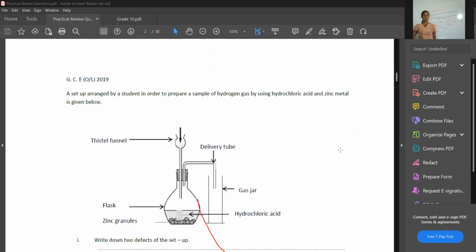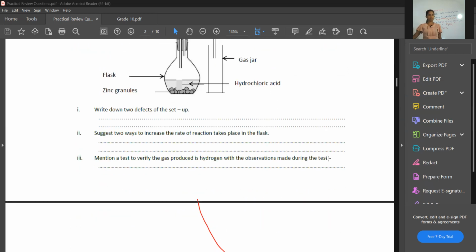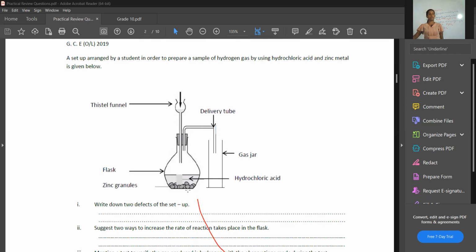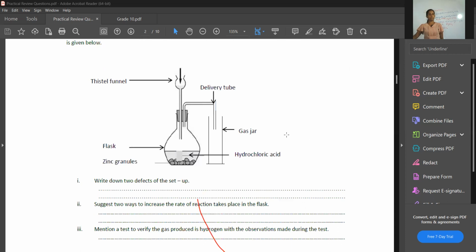Now look at this one. This is a question from the 2019 paper, right? There are some other questions also here. Now, a sample of hydrogen gas is prepared by using hydrochloric acid and zinc metal. The reaction is given. They use, from the thistle funnel, hydrochloric acid, and in the conical flask zinc granules are there, right? Write down two defects of the setup. What are the defects in the setup here?